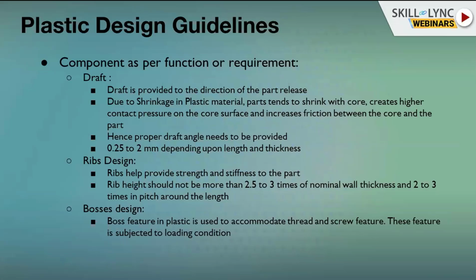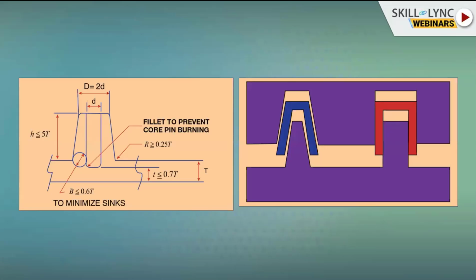The next one is boss design. The boss feature in plastic is used to accommodate the thread and the screw feature. These features are subjected to loading conditions, and there are certain guidelines we need to follow. Here you can see that the height should not be more than 5 times, and the outer dia should not be more than 2 times. A minimum of 2 times the diameter should be there, the radius should be like 0.2 to 0.5 times, and the depth should be more than 0.7 times. So these are some standards we need to follow while designing the bosses.